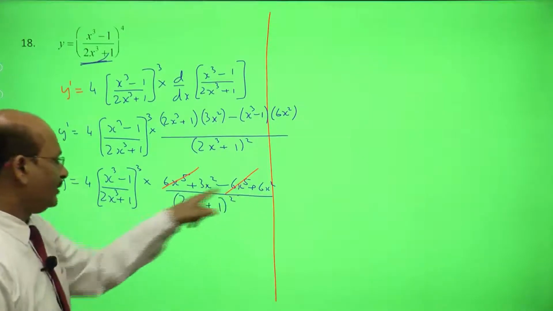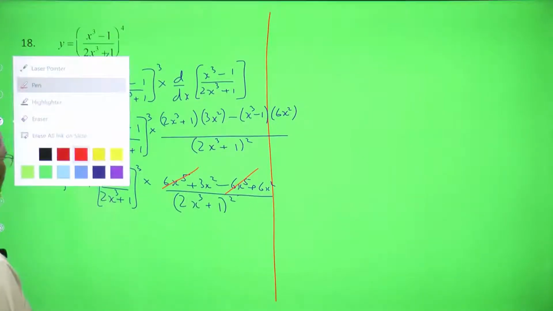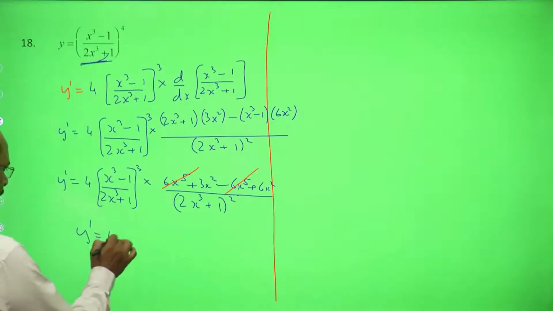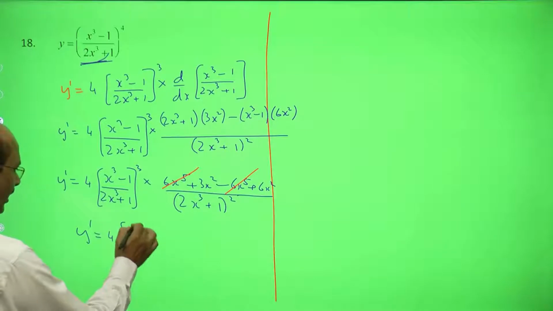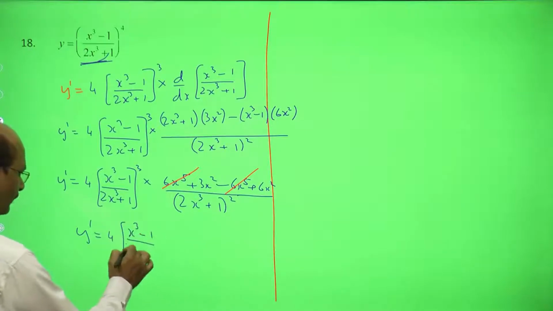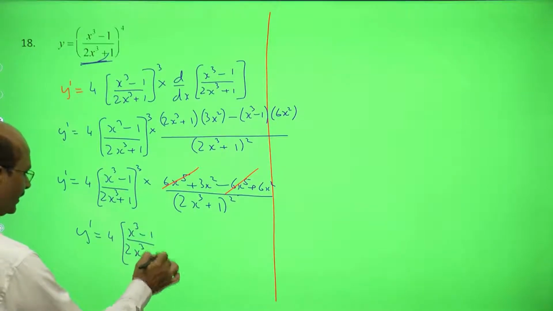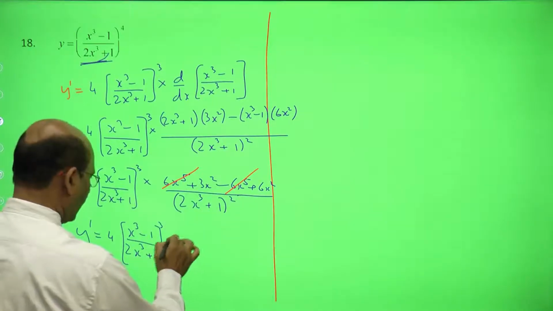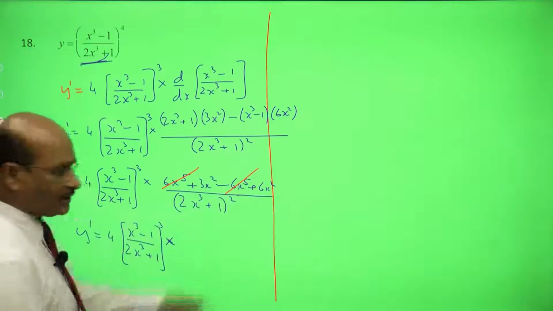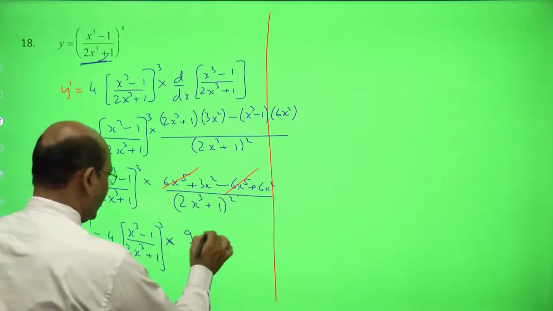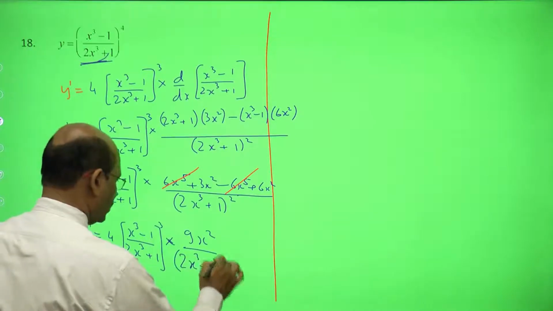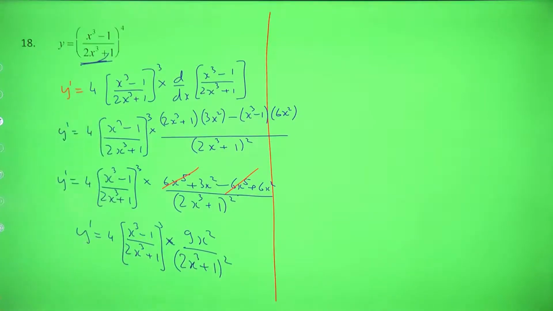These are like terms here, and you can just go ahead with the solution. So y dash will be equal to 4 times x cube minus 1 upon 2x cube plus 1 whole cube, into, look at it, 3x square plus 9, 6x square is 9x square, upon 2x cube plus 1 raised to 2. Finish, my job is over. You can shrink this and simplify it further.